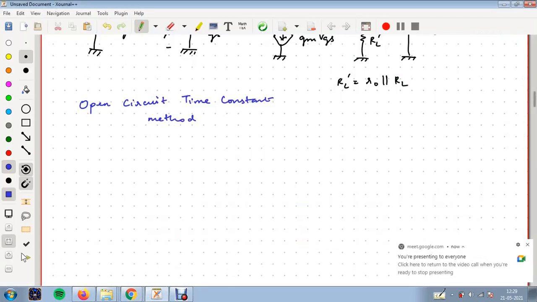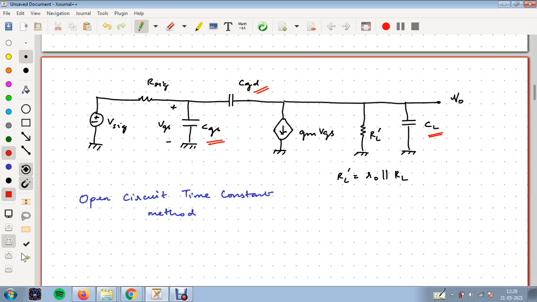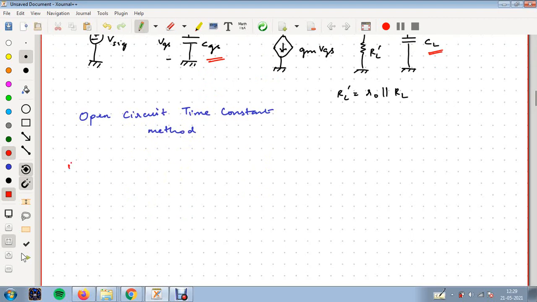Right. So first, what we'll do is here I have three capacitances: CGS, CGD, and CL. I will consider CGS now, with CGD and CL open circuit, or else completely disregard them, and find out the time constant with respect to CGS. Okay, so the first step.